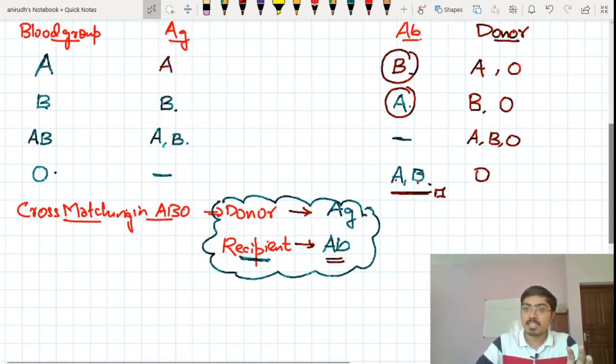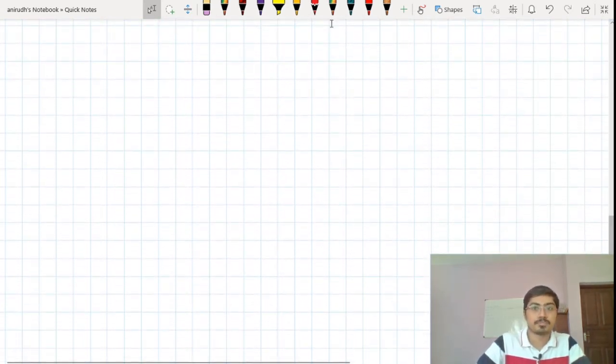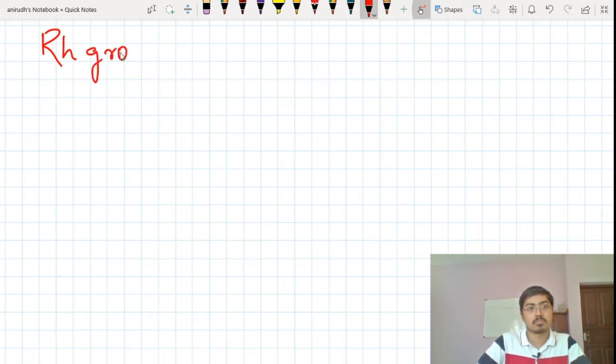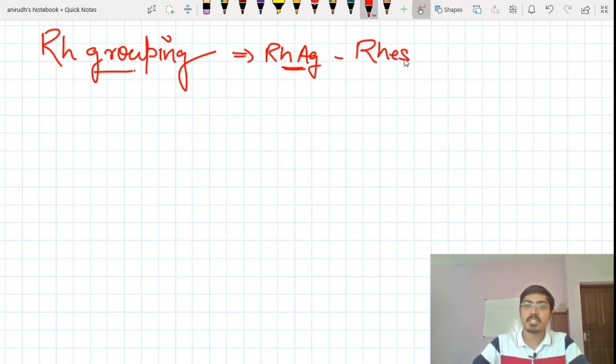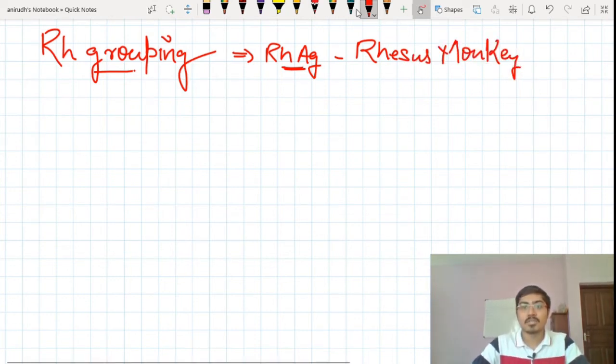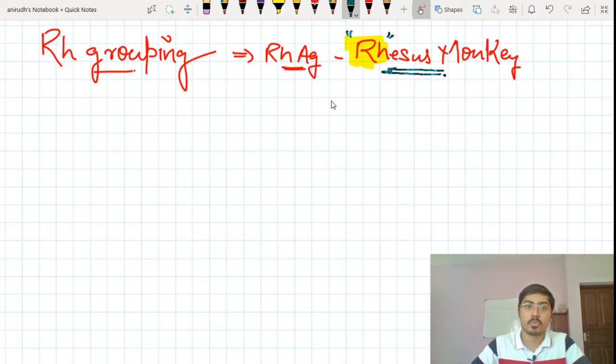Let us come to the discussion of the RH blood grouping now. Okay, so this RH antigen was first discovered in a species called the rhesus monkey. Right, this was first identified in the rhesus monkey. So that is why you are taking the first two letters of rhesus, and that is why we are calling it the RH blood grouping. Right, this is the basic historical fact that we are supposed to know.